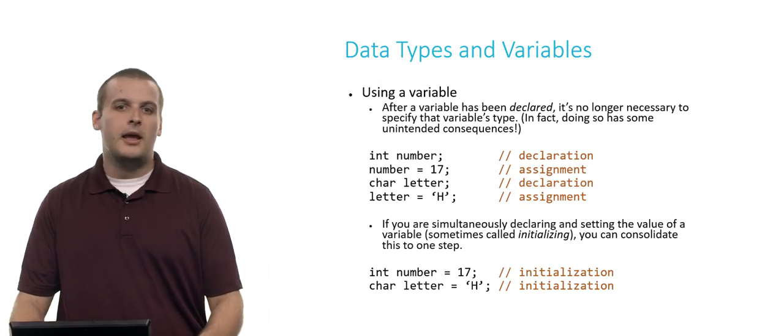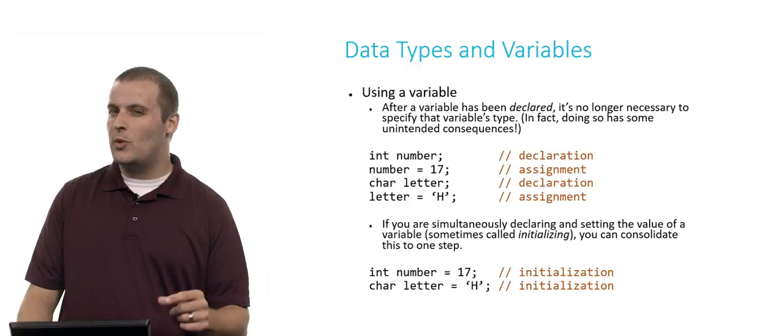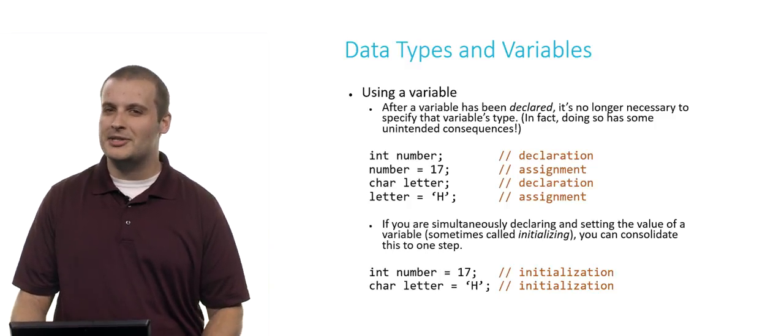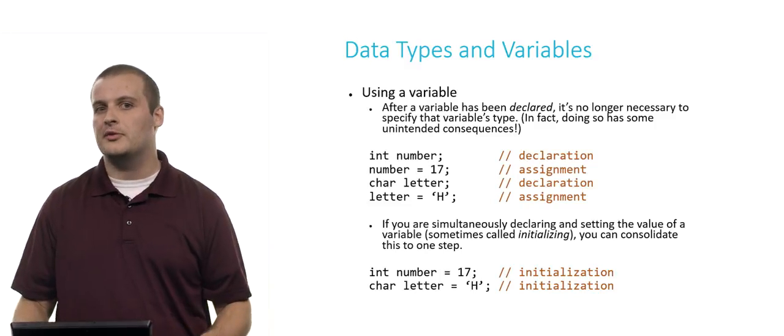All right, so we've created variables. How do we use them? After we declare a variable, we don't need to specify the data type of that variable anymore. In fact, if you do so, you might end up with some weird consequences that we'll kind of gloss over for now, but suffice it to say, weird things are going to start happening if you inadvertently redeclare variables with the same name over and over.